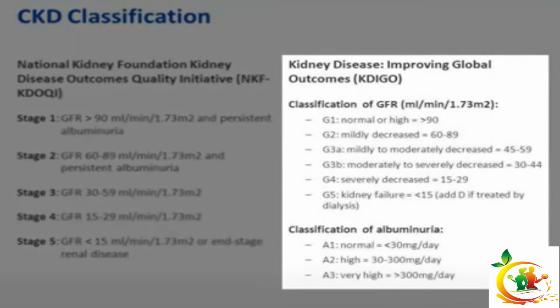There is another classification system for CKD that has been established by the Kidney Disease Improving Global Outcomes Foundation, or KDIGO. As depicted in the right-hand column, this system includes separate classification for GFR and albuminuria.